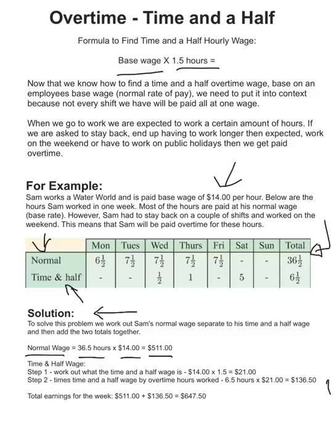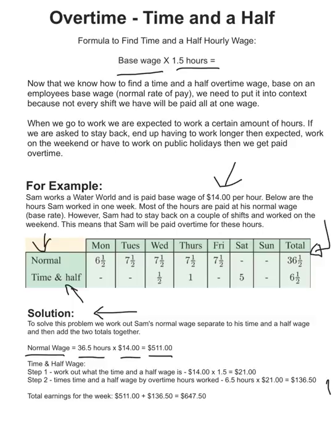Now we're going to have a look at the time and a half wage. There is a two-step process to working this out. To work out the first part, we need to know, if Sam's base wage is $14 per hour, what's his time and a half wage?